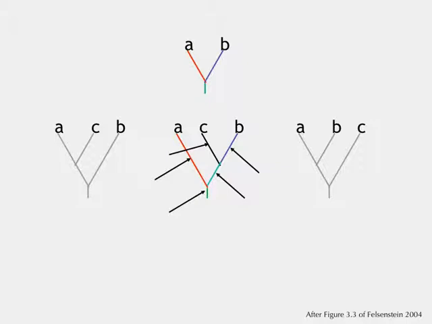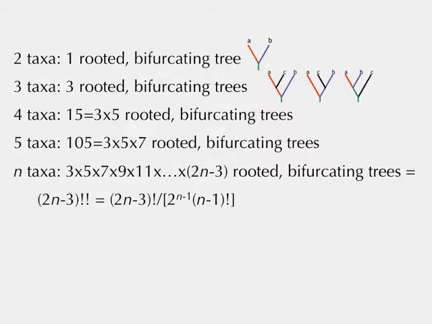The next step, for D, I'm going to add it to any of these five places. And I can do the same thing on this tree and this tree. Right? And if I did that, then each of these trees would be different from each of these trees. So I go from 1 to 3, then 3 times 5. Okay. Let's see where this is going. So I have one taxon, two taxa, I have one tree, three taxa, I have three trees, four, three times five, three times five times seven, and so forth.